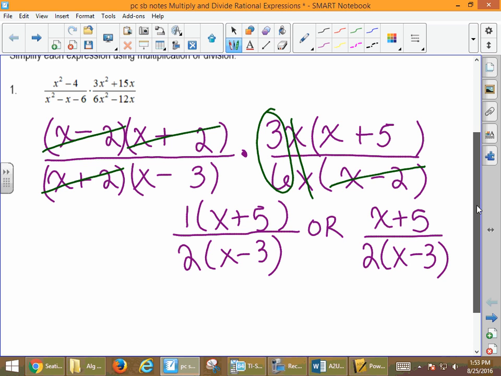So very similar to what we were doing yesterday. Well, because x divided by x is 1, they can cancel out. You see it? Okay.